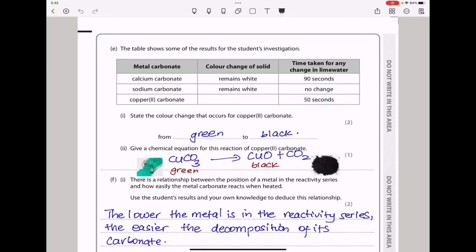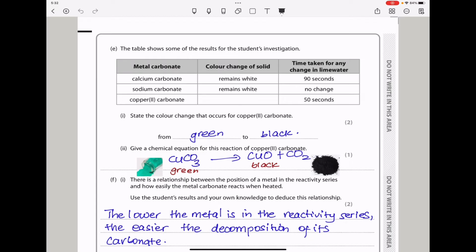Now with sodium carbonate, it remains white, and there was no change. Because there was no change in the lime water, it means sodium carbonate did not decompose. When we go to copper 2 carbonate, they have not told us the color change here, but they've told us the time taken is 50 seconds, and this tells us this reacted faster than that, or it was decomposed faster than calcium carbonate.